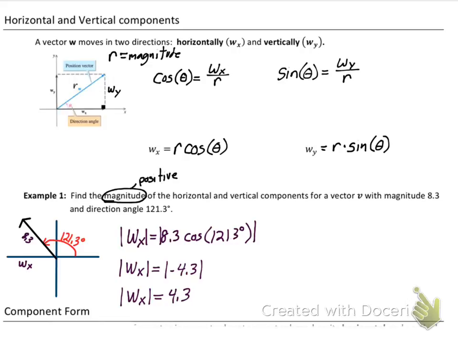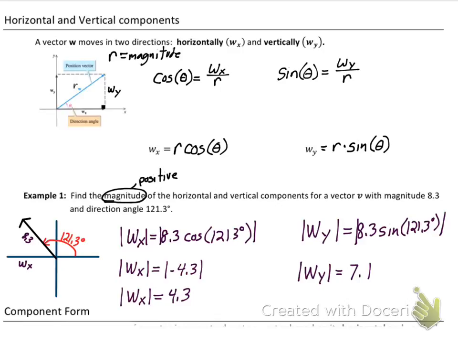Okay, now we just got to find our vertical. Well, it's the same thing. We're going to do the absolute value of our vertical is going to equal our magnitude, 8.3, times sine of that 121.3 degrees. Don't forget that we're looking for the absolute value of it. So that means the magnitude of our vertical component is going to equal 7.1.